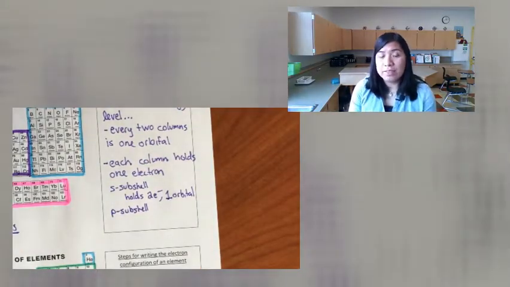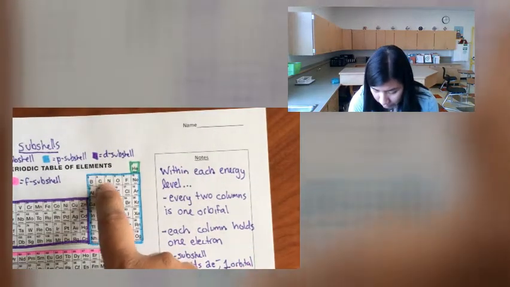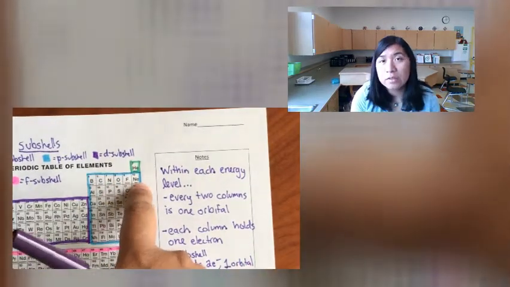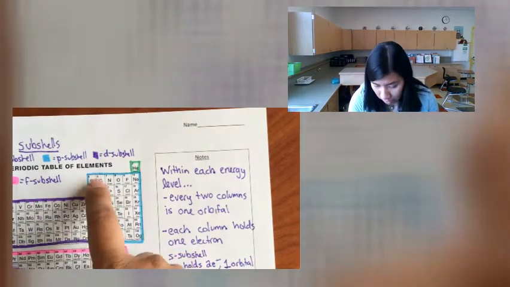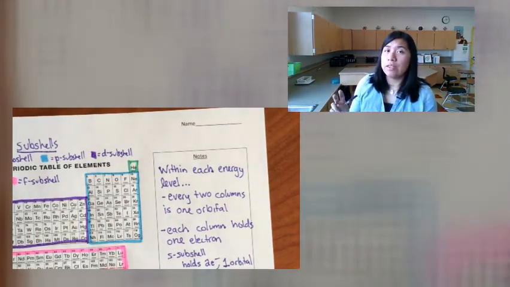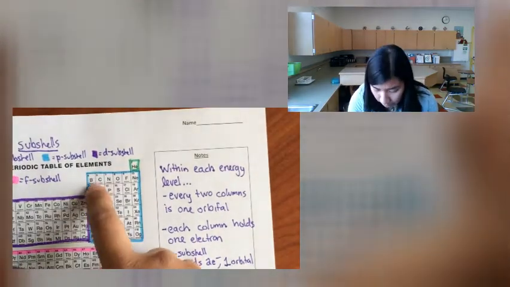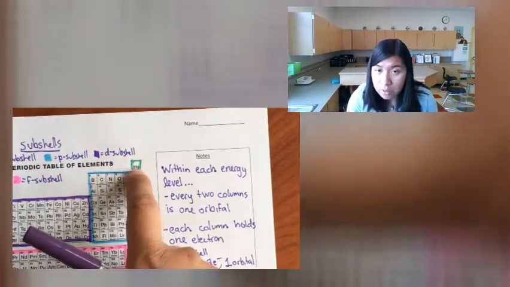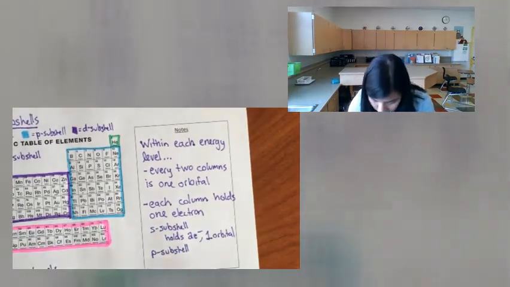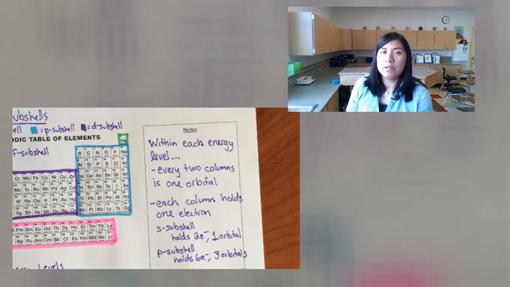Now let's look at the p subshell. Over here, we see it has 1, 2, 3, 4, 5, 6. So it can hold 6 electrons. And this is 1 orbital, 2 orbitals, 3 orbitals. We said that every 2 cards, element cards, or 2 columns is 1 orbital. So again, we have 1, 2, 3 orbitals. So it holds 6 electrons and 3 orbitals.